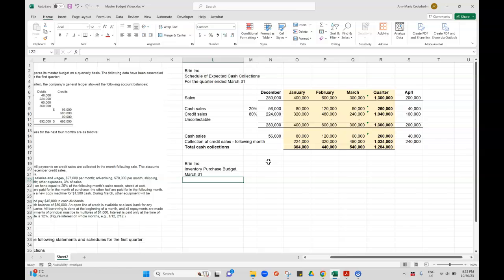What I like to do when I'm dealing with balance sheet items is I just say the date that the end of the month is for, or the quarter. Okay, so even though I might not need December, I'll put it there, but my reporting period is January, February, and March, and we'll put our quarter total, and then maybe we might need April. I'm not too sure if we need April at all, but we'll just include it.